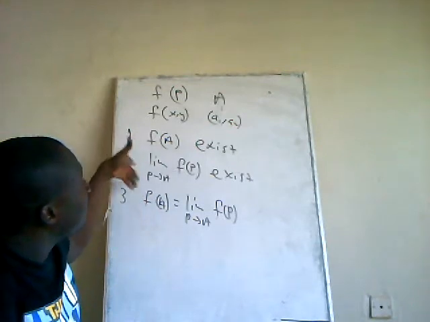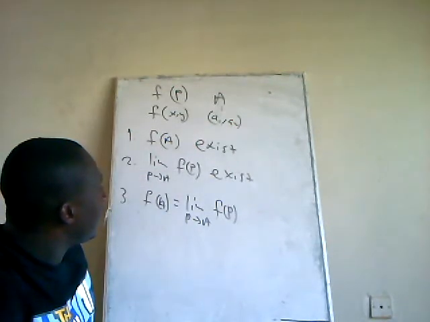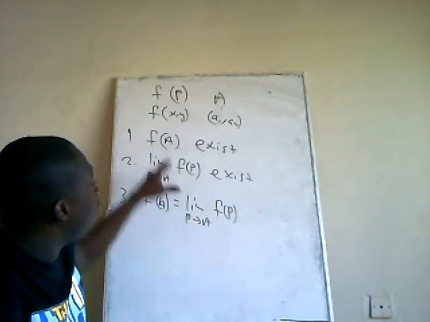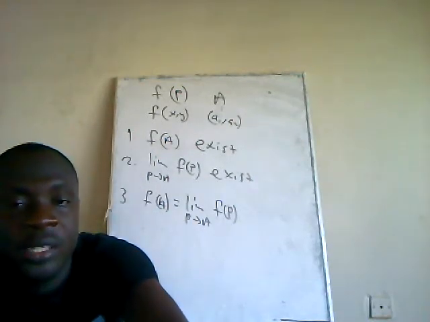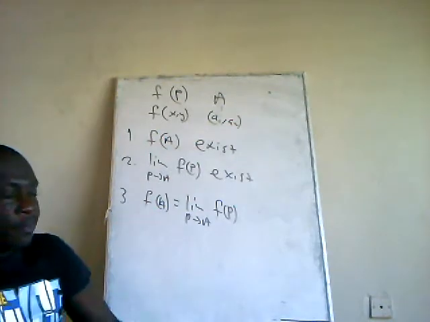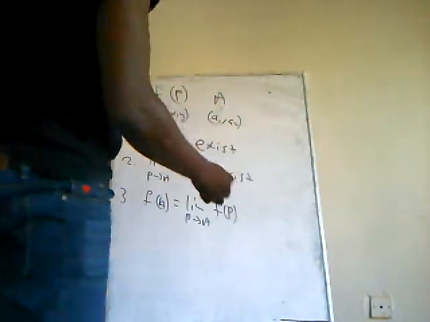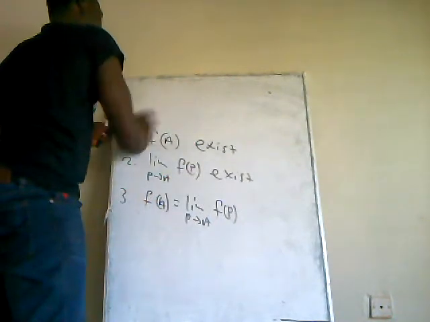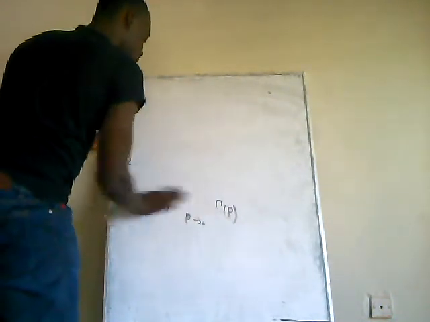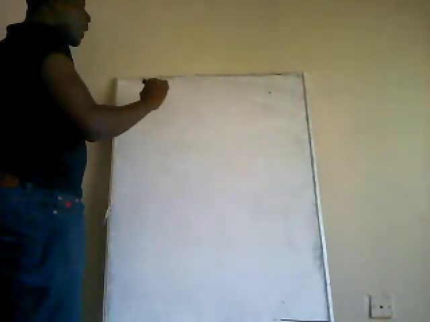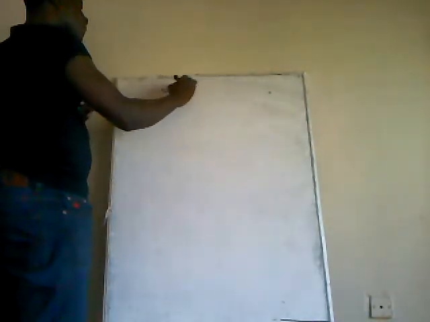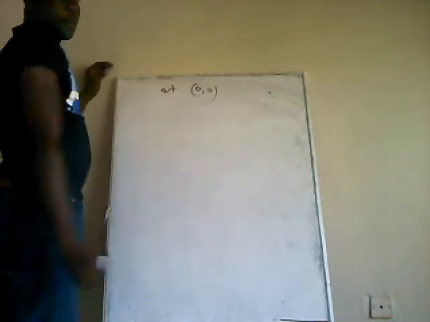If it doesn't conform to this, then we say the function is discontinuous at the point A. Let's look at an example. Determine whether g is continuous at the point 0, 0.